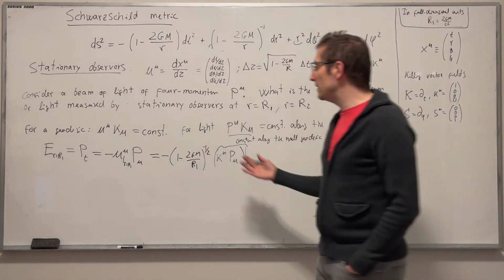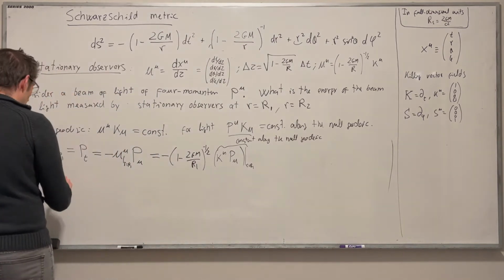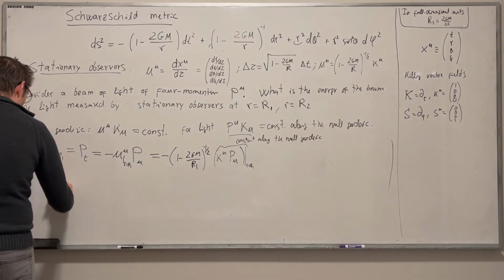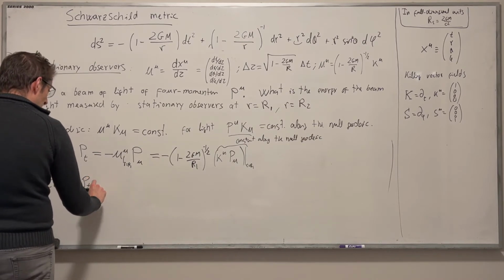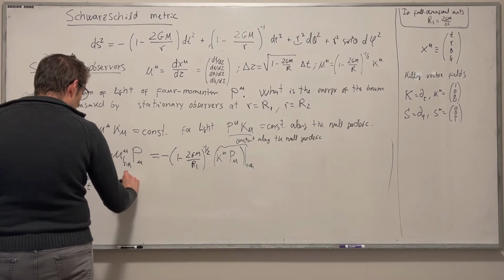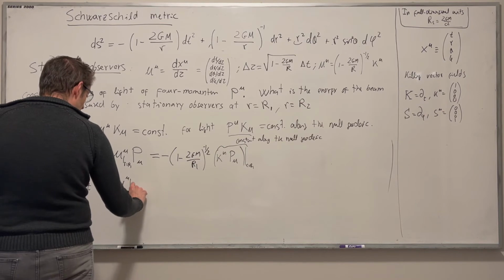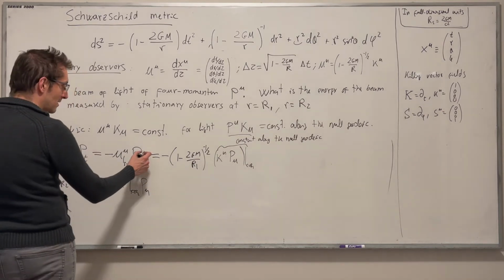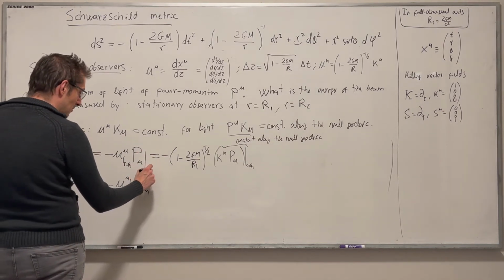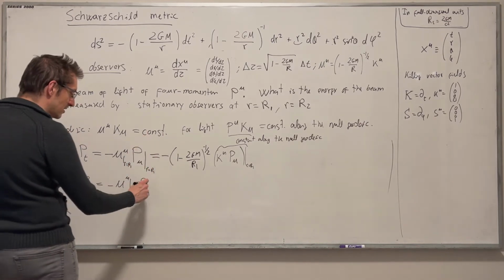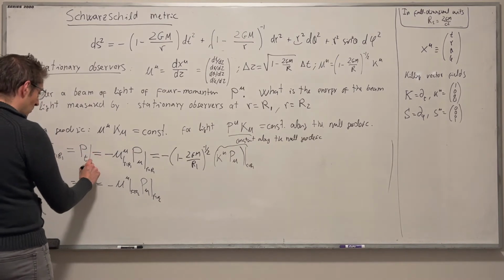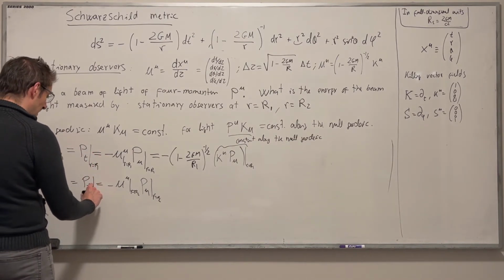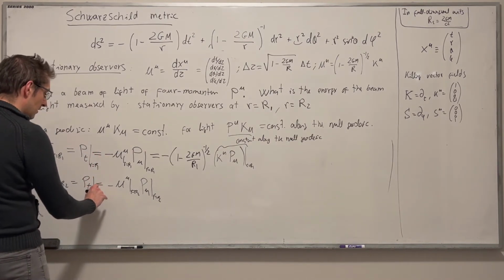Okay, so that means that when I write E at R equals R2, I get exactly the same expression. This is P_t equals minus U^mu P_mu at R equals R2. Of course, if I want, I can specify this is P_mu at R1. Of course, P_mu will be changing. This is at R2, right? This is at R1, and the photon at R2 here, right?